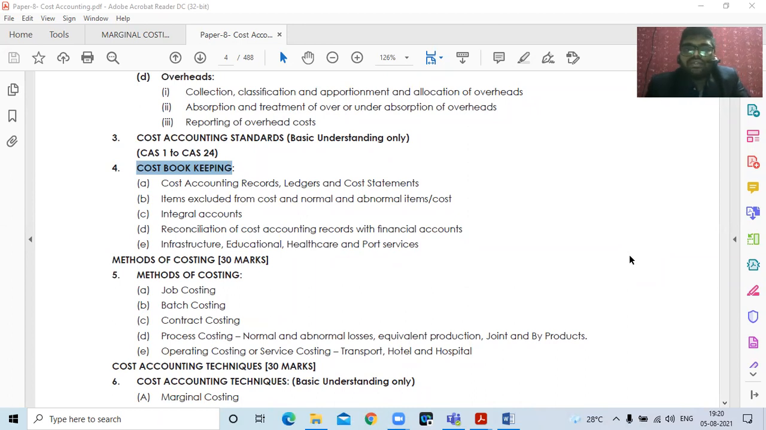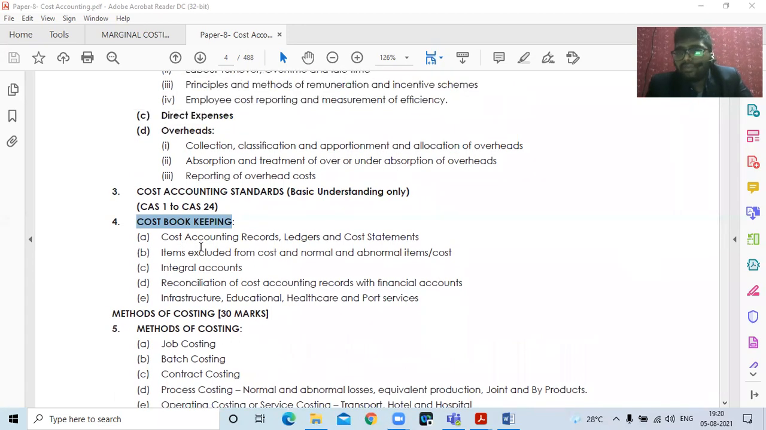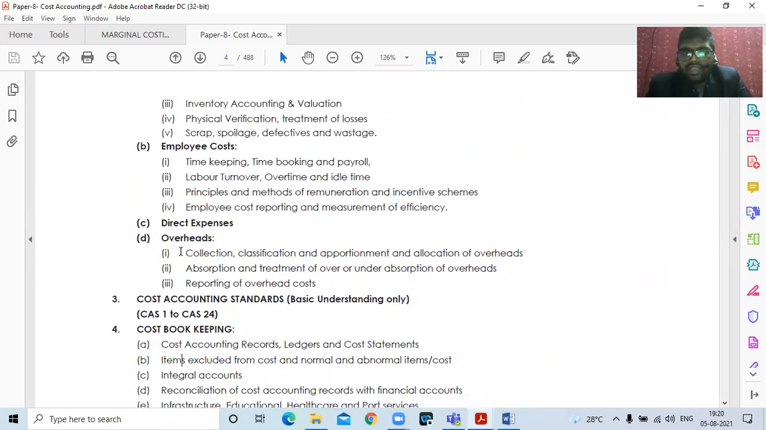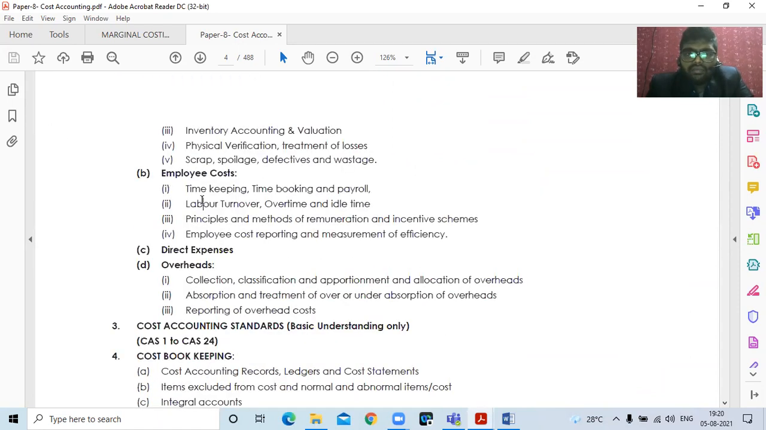Okay, so that is that. So this is your cost bookkeeping. Okay, so this is you're going to get, I can say, 20 to 25 marks. And this material, employee, direct expenses, overhead also 20 to 25 marks.